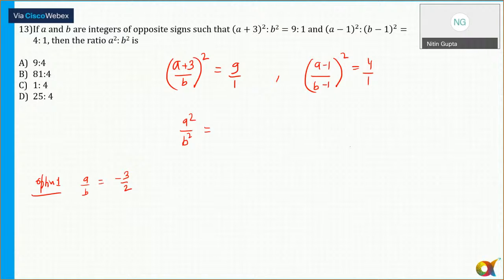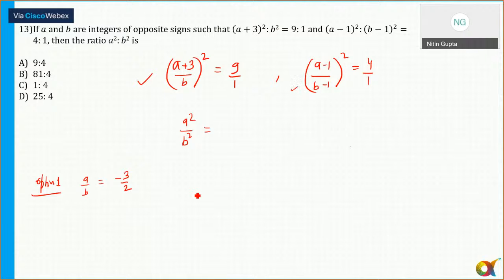It can't be positive. If the ratio of a by b is positive, it means both the signs are positive or both are negative. But since a and b are integers of opposite signs, let's say a is equal to minus 3 and b is equal to 2. Or you can take a equal to 3 and b equal to minus 2. You can take any values and then check whether these satisfy the two conditions or not.